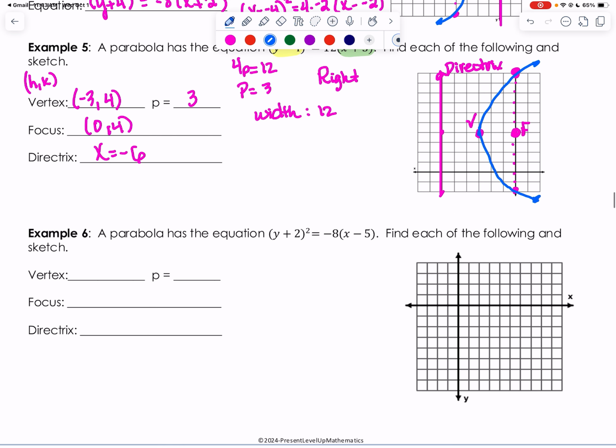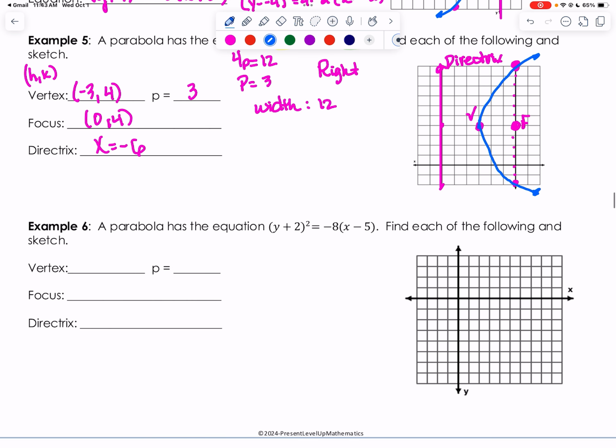All right, example 6. A parabola has the equation (y plus 2) squared equals negative 8 times (x minus 5). So above it, I'm going to write my general formula, (y minus k) squared equals 4p times (x minus h). All right, so I know my vertex. I need h first. So my vertex is going to be 5, comma, the value of k would be negative 2, and we'll plot that. 1, 2, 3, 4, 5, 1, 2. Okay, and I want to label it, all right?